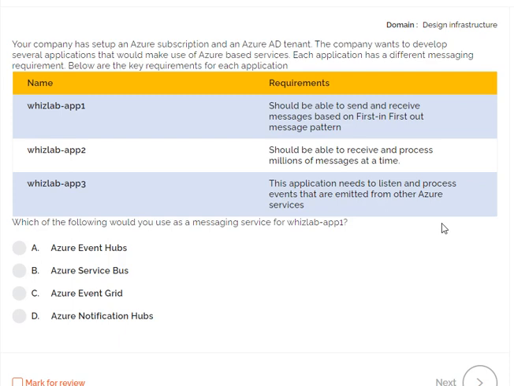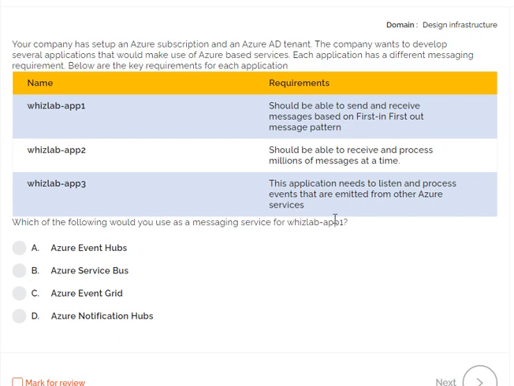So let's start. The first question is: your company has set up an Azure subscription and an Azure AD tenant. The company wants to develop several applications that would make use of Azure based services. Each application has a different messaging requirement. Below are the key requirements for each application. From the screen, you can see that we have three applications, app 1, app 2, app 3, and in these applications, we have different requirements. Now the question is: what is the requirement for app 1?